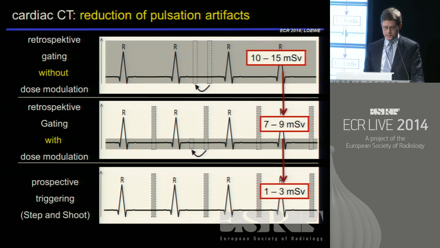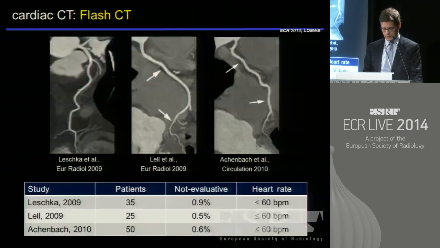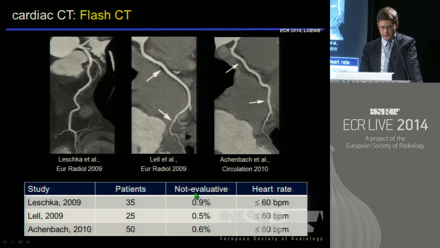So it makes a big difference for the patient if you choose a step-and-shoot technique or another technique. I will not focus too much on the technical details. I will just show you the big range of the radiation exposure and how important it is to choose the appropriate scan mode. It has been published that even with a very new technique, the step-and-shoot technique, really high diagnostic accuracy can be obtained. However, it's just useful in the ideal patient with a heart rate below 60 beats per minute.